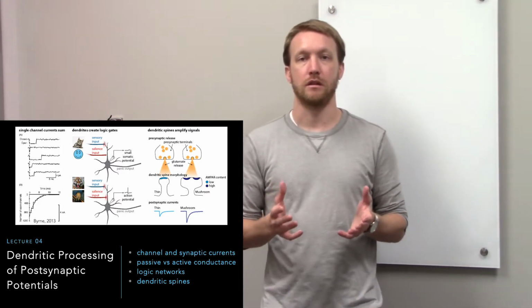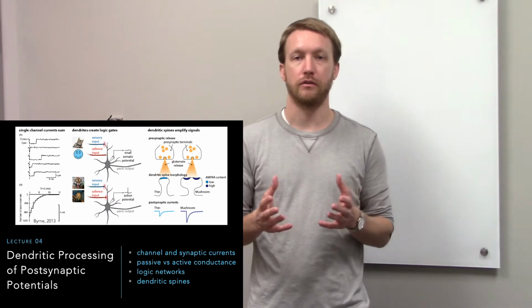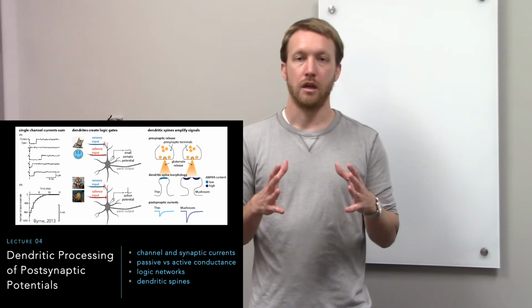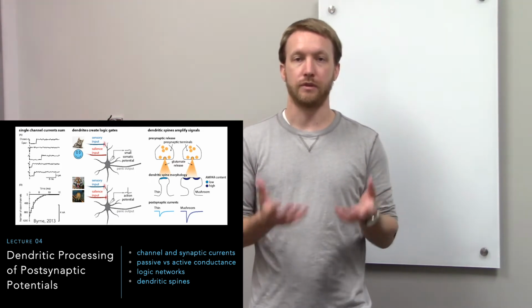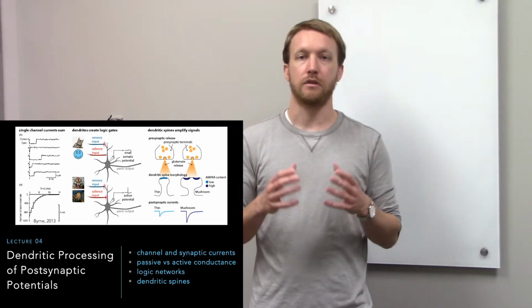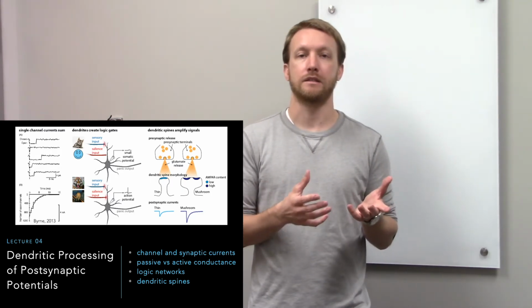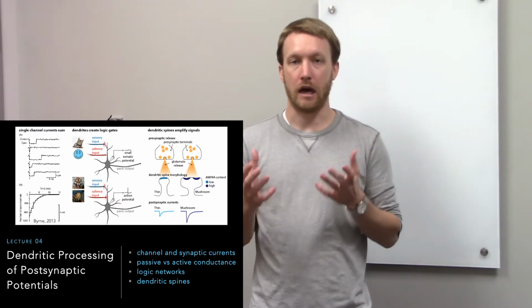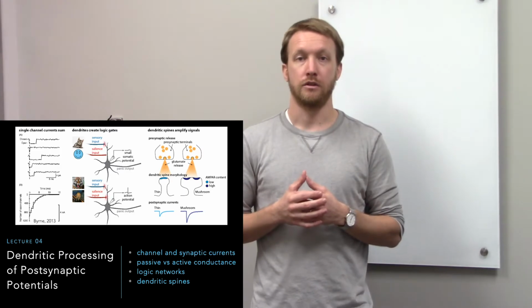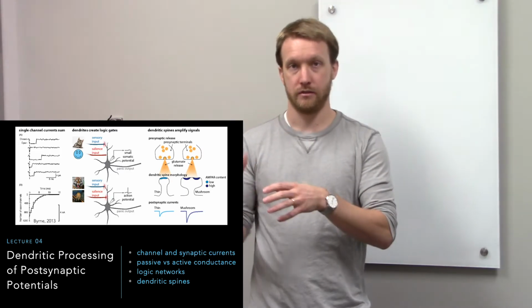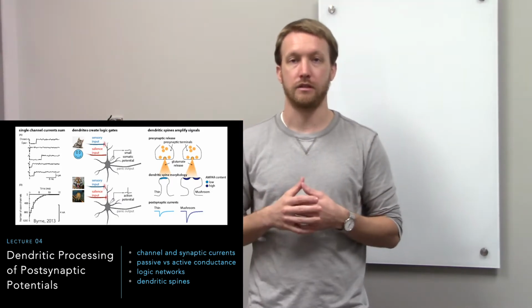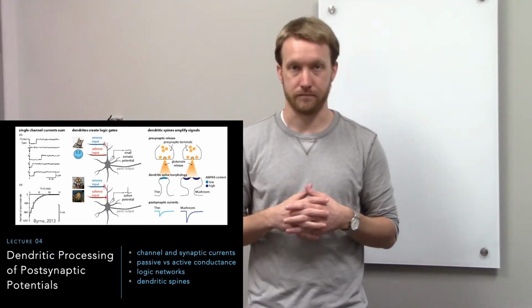First we're going to discuss the nature of ion channel opening and closing and how ion channels work, because ultimately the synapse is going to create those electrical currents by opening ion channels. So when we look at synaptic currents, what we're looking at is the sum of many, many individual channel currents. So we'll talk about channels and synapses first. Then we're going to talk about the passive and active conductance of charge through dendrites.